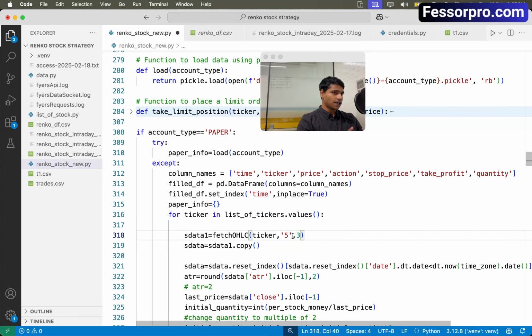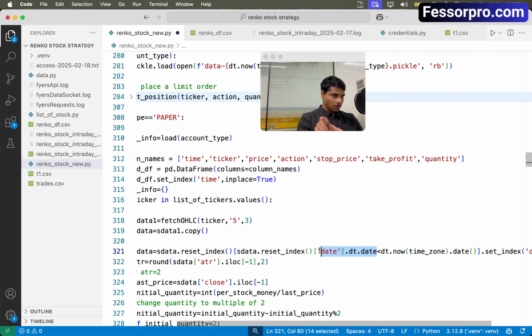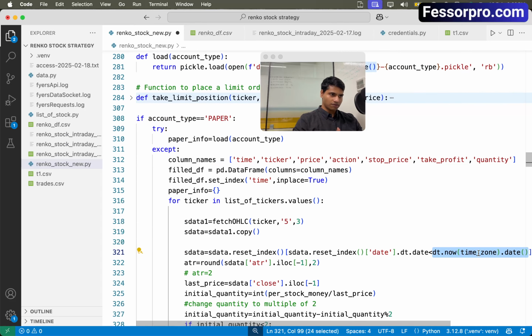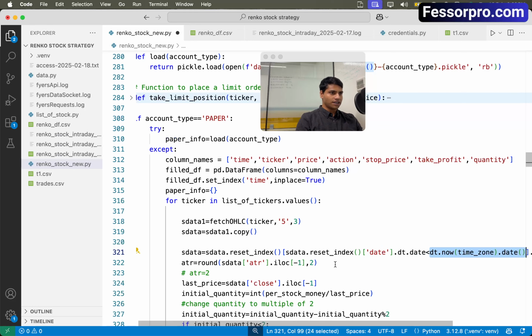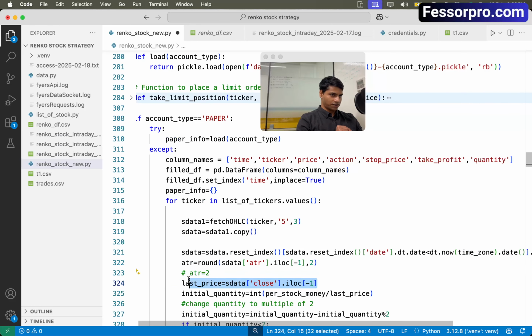Now, what historical data am I fetching? I'm fetching 5 minute, 3 days of data, and I'm calculating ATR on this. Our strategy requires the last day's ATR. So first I'm fetching 3 days of data, then filtering it. You can see I've written a condition that in the date column, get me all the rows which are less than the current date. So today's data will be excluded, and yesterday's and the day before yesterday's data will be there. From that data I'm calculating the ATR. After calculating the ATR, I'll also get to know what the current last price is.